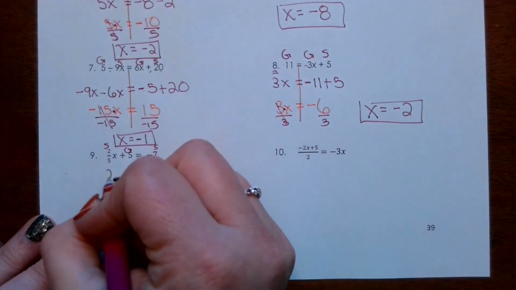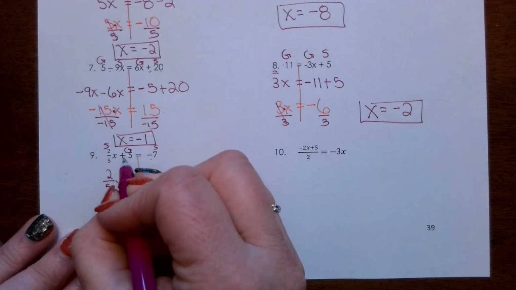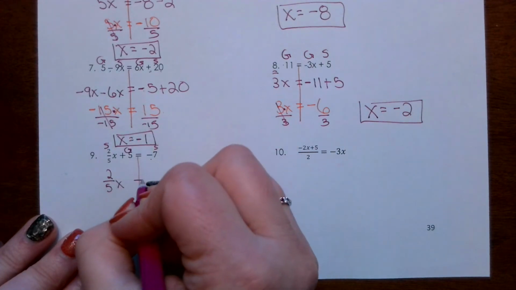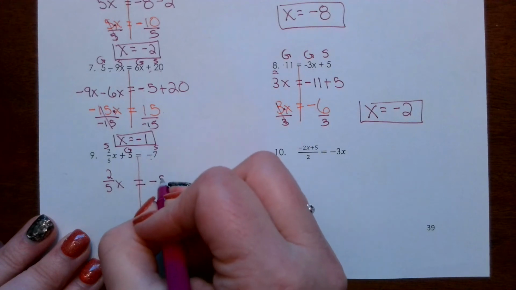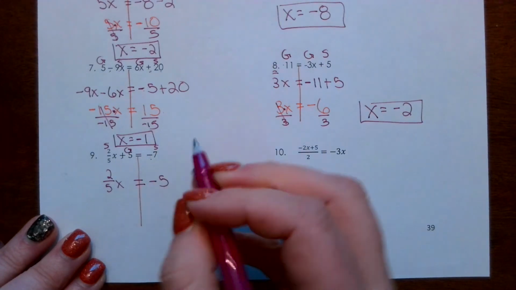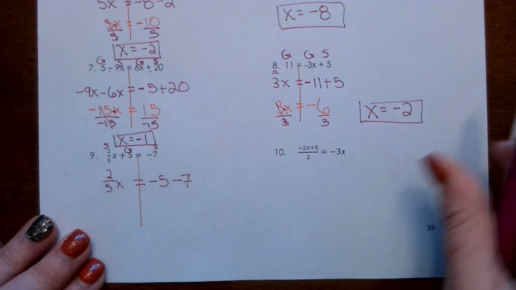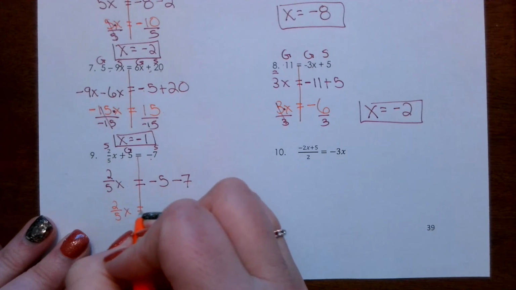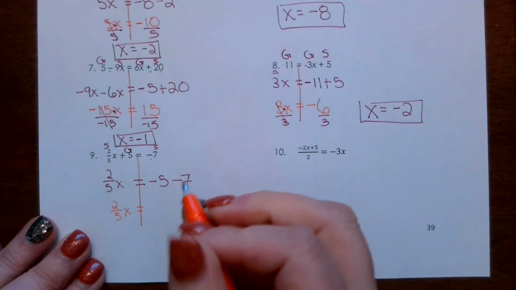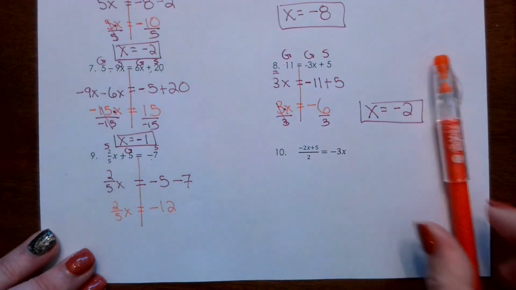So rewriting here, I got 2/5 x. This plus 5 has to go. When it goes, I have to change the sign to its opposite. The opposite of plus 5 is minus 5. Then I have a negative 7. It is going to stay, so it stays the same sign. I still have 2/5 x, and that will equal negative 5 minus 7. In the calculator, or if you know, it's negative 12.